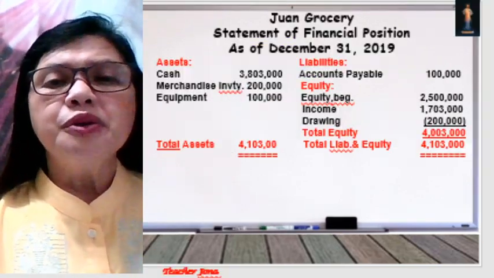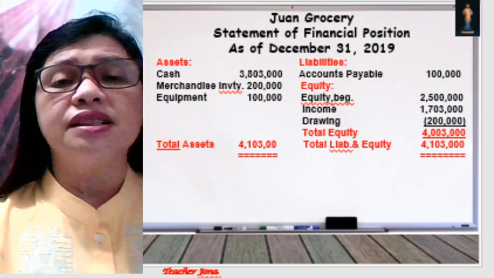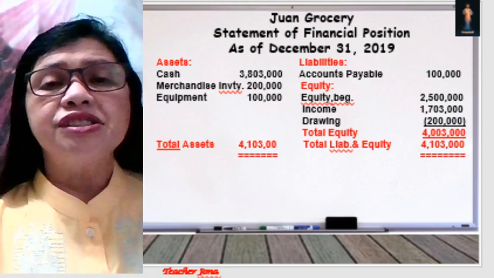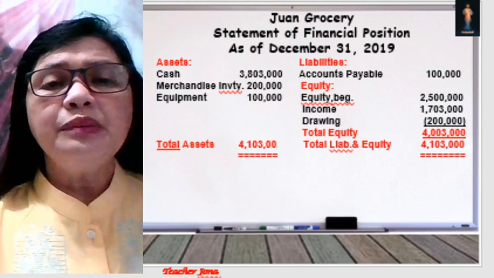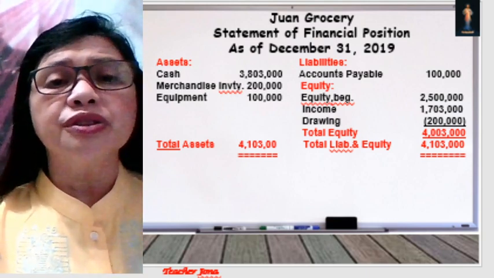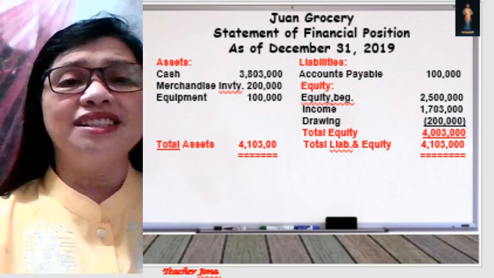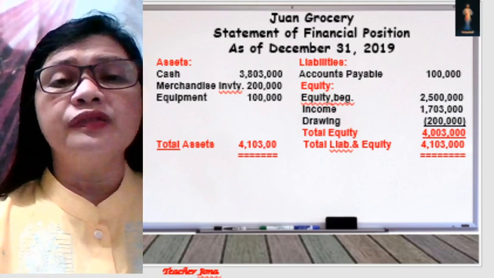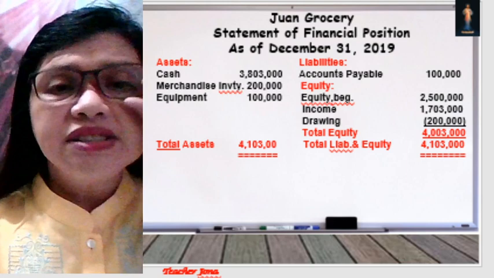And now, if you will try to prepare the financial statement of that, I mean the balance sheet, statement of financial position, here is the balance sheet of one grocery. Cash, 3,803,000. Merchandise inventory, take note, merchandise inventory is 200,000. Okay? Because there was an adjusting entry at the end of the year. So equipment, 100,000.